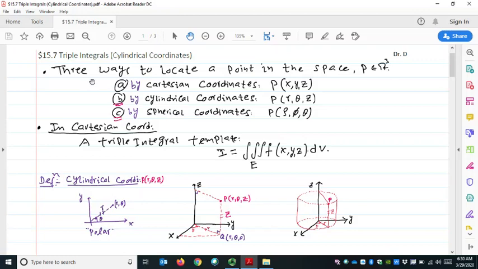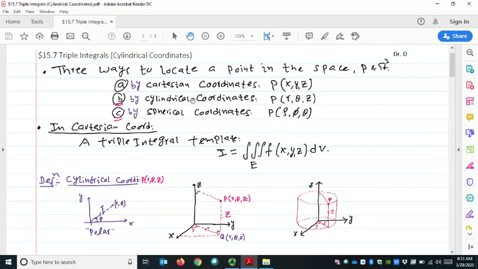We know there are three ways to locate a point in space: by using Cartesian coordinates, the ordered triple x, y, z; by using cylindrical coordinates, the ordered triple r, theta, z; and by using spherical coordinates, the ordered triple rho, phi, theta.